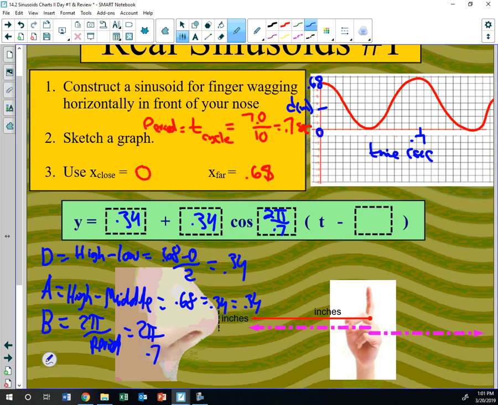So then all that you're going to have to do is find out what C is. Well, we're going to start when it was furthest from our nose, comes back. We're going to have C equal to 0. Just because we're going to make it that way. Alex said we had to. And there's your equation for finger nose movement.